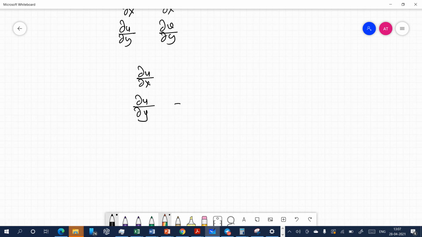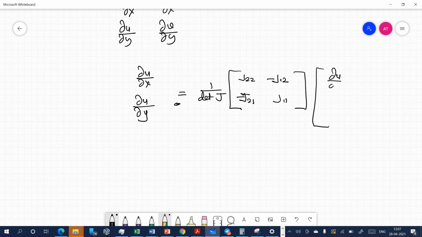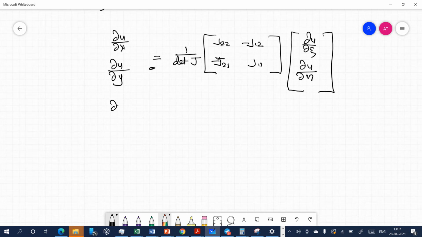So we can find del u by del x and del u by del y, which will be equal to J inverse, which is 1 by determinant of the Jacobian, into J22, minus J12, minus J21, J11, into del u by del zeta and del u by del eta, right? Similarly, we can do the same thing for del v by del x and del v by del y. We will have a similar equation for that.